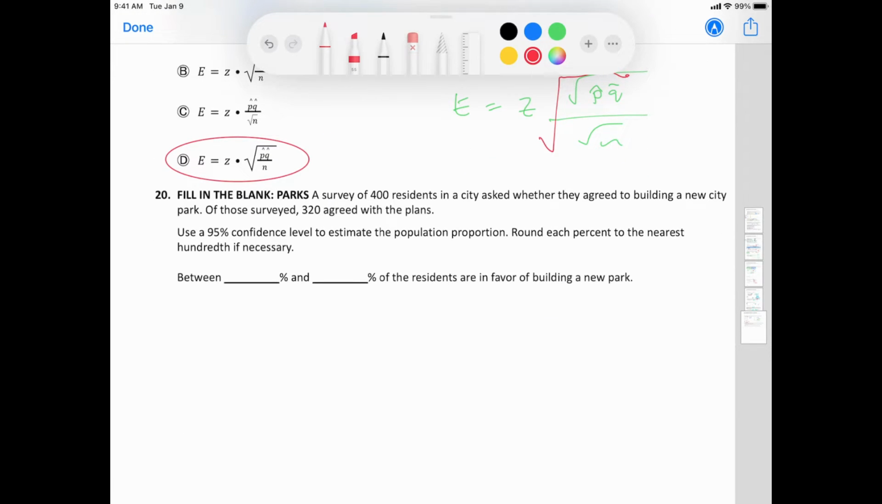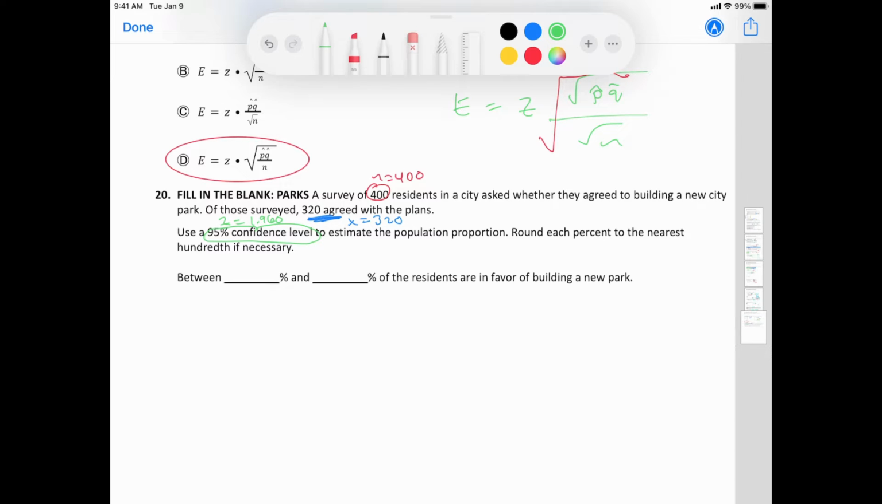Yay, the last one. Number 20, fill in the blank. Parks. A survey of 400 residents, so let's go ahead and write that. A city asked whether they agreed to build a new city park. Of those surveyed, 320 agreed with the plan. I'm going to highlight this, so that's kind of like an x value. X equals 320. Use a 95% confidence interval, so we're going to change that to a z-score. The z-score that we need is 1.960, to estimate the population proportion. Round each answer to the nearest hundredth if necessary.